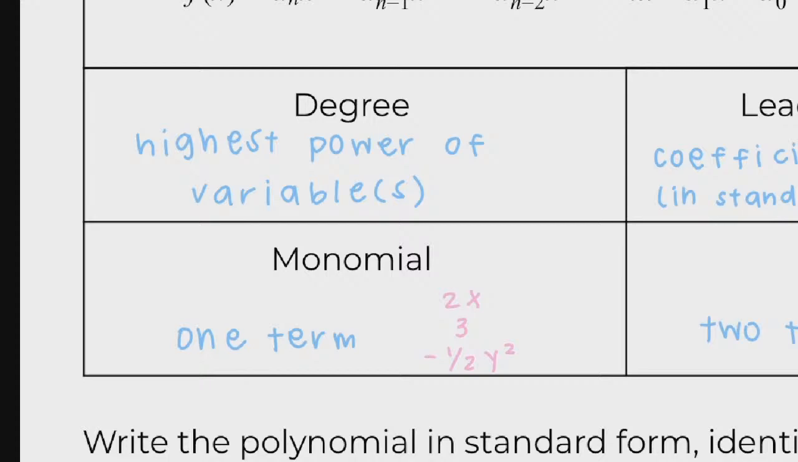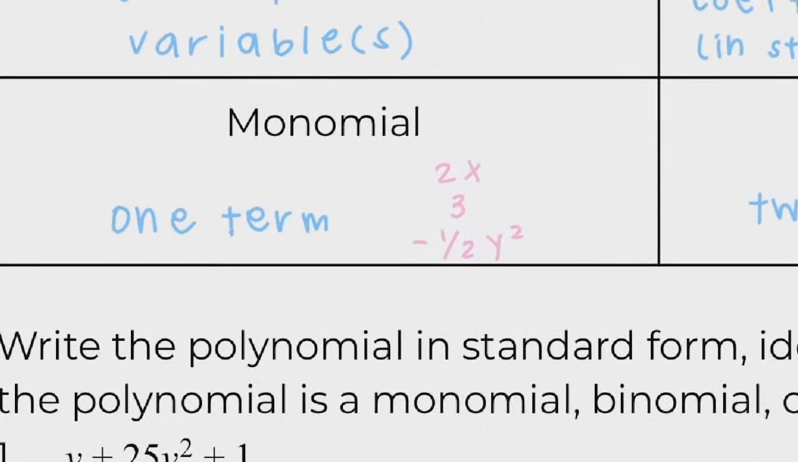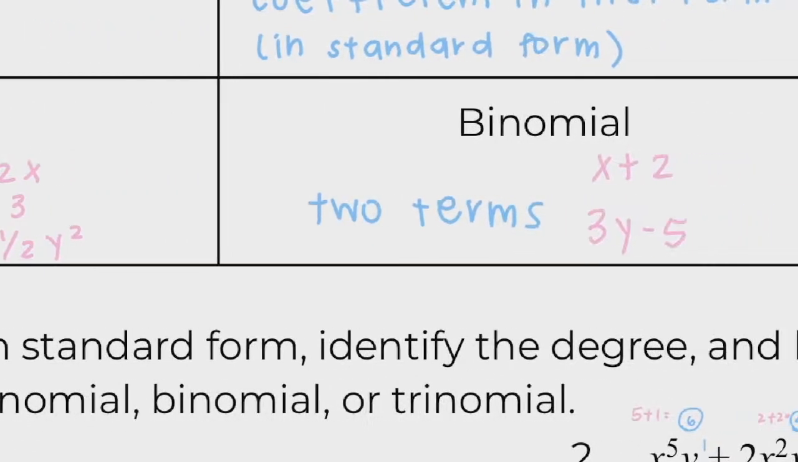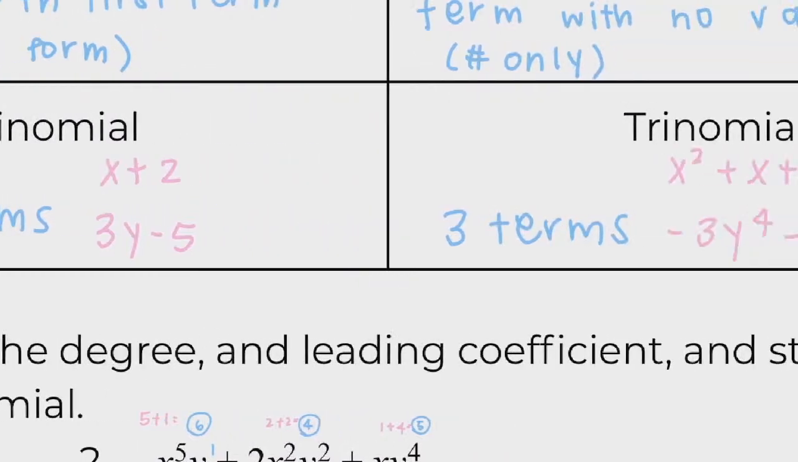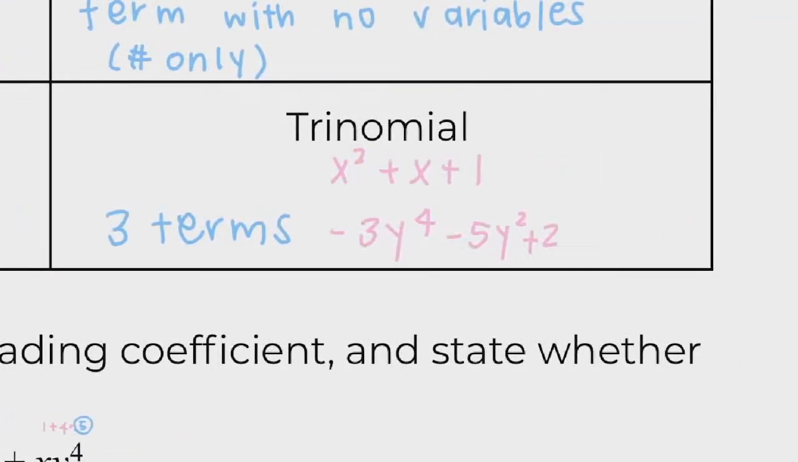A monomial is one term, so some examples are 2x, 3, negative 1/2 y squared, anything where it's just one thing by itself. A binomial has two terms, so some examples would be x plus 2 or 3y minus 5. And a trinomial has three terms. So some examples of that would be x squared plus x plus 1 or negative 3y to the fourth minus 5y squared plus 2. So there are two different plus or minus signs, but three terms there.